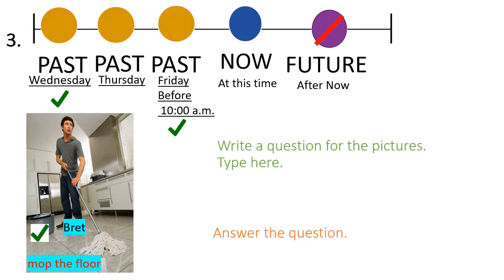Number 3, we have the same action, but a different timeline. So that means you probably need to use different words to show that timeline. Okay, and notice the green tick mark. So we have a tick mark on Wednesday and Friday before 10 a.m. and then now is not X'd out. So we are including now in this conversation.